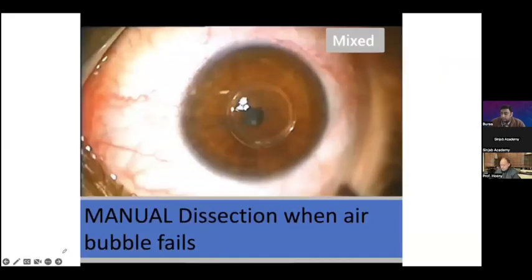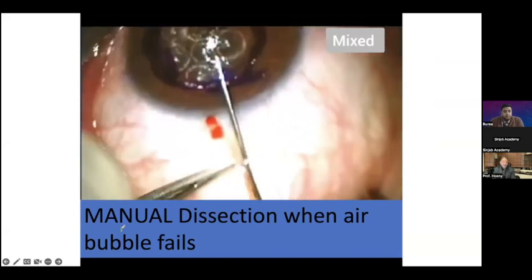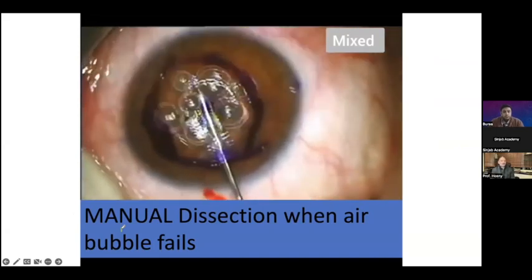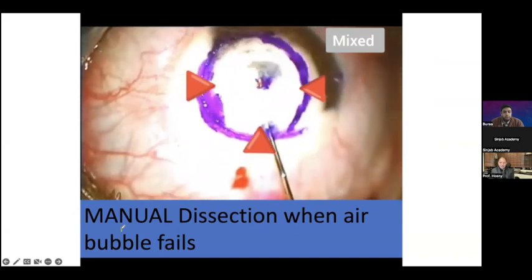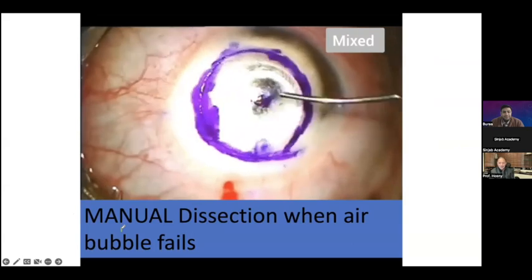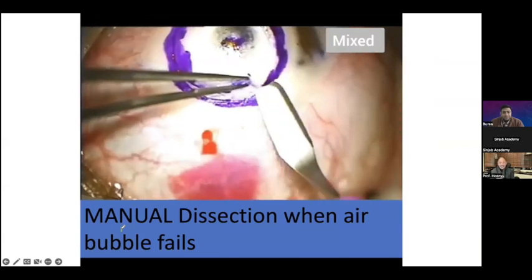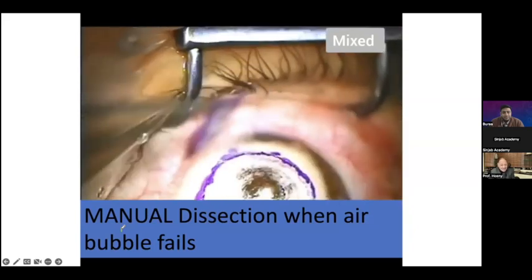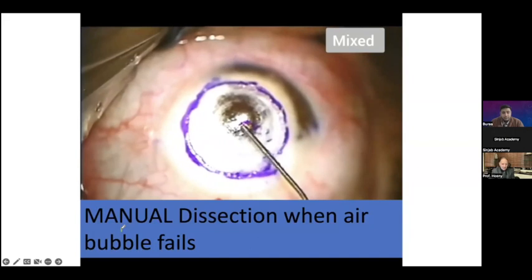So again, this is another video of another colleague of mine. These videos are very hard to come by because in our settings, most people, when they intend on doing a big bubble, they always get a big bubble. So in this video, you can see that the bubble that was inserted in the anterior chamber did not move to one side, and you cannot see it on one side.